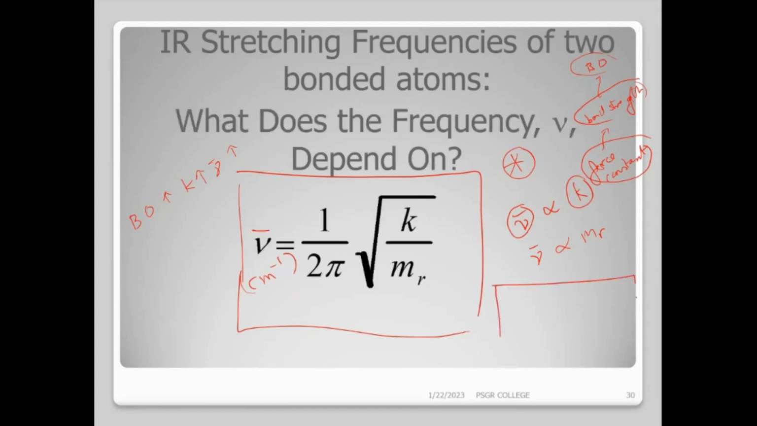In the IR spectrum we plot wave number on the x axis and transmittance on the y axis. Where will I come if I have a high bond order? From 400 to 4000, I'll come on the left hand side. If I have a very low bond order, I'll come on the right hand side.